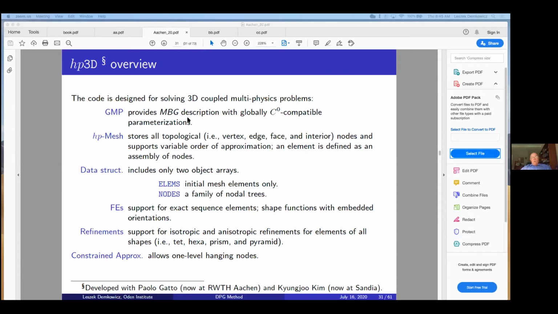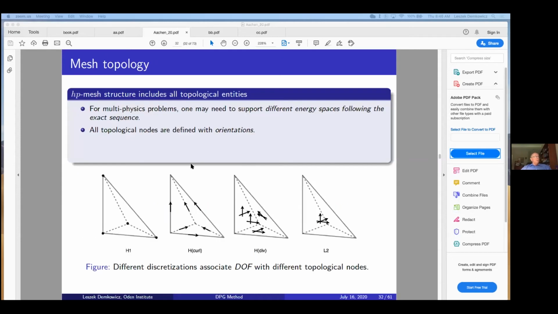Of course, both elements and nodes are objects. By a node, abstract node, I mean here element vertex, edge, face, or element interior. So there's this algebraic topology taste to it that is very critical for the understanding of discretization of these exact sequence spaces. The code supports both isotropic and anisotropic refinements for elements of all shapes. This I'm very proud of. Very few codes support anisotropic refinements. It's very tricky how to do it. And it supports hanging nodes, one level hanging nodes. So one-irregular meshes.